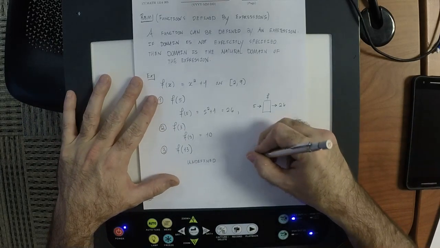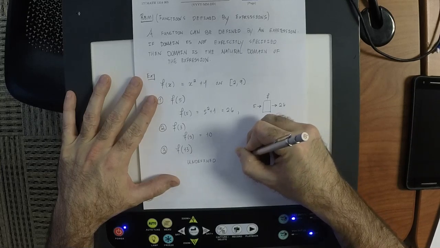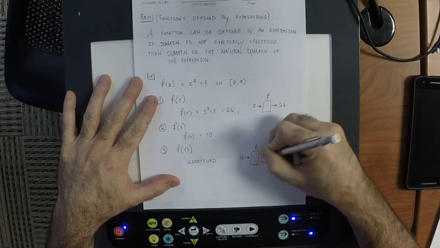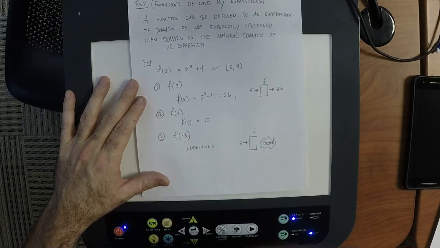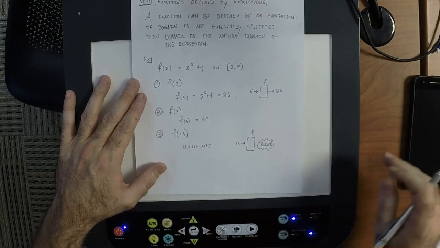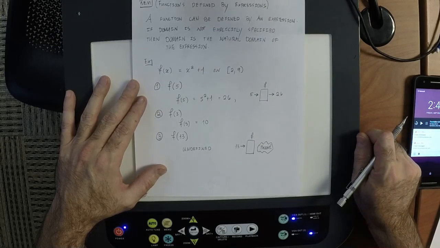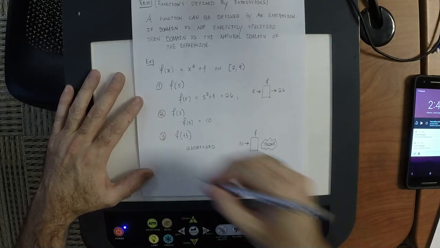So what happens is this is the f machine. Here's the f machine. And if you try and put a 13 into it, then what happens is that it just explodes, right? Boom. Not part of the domain. Good. Any question about this? Yes? Right. It is undefined at 9 because 9 is not part of that set. Okay.